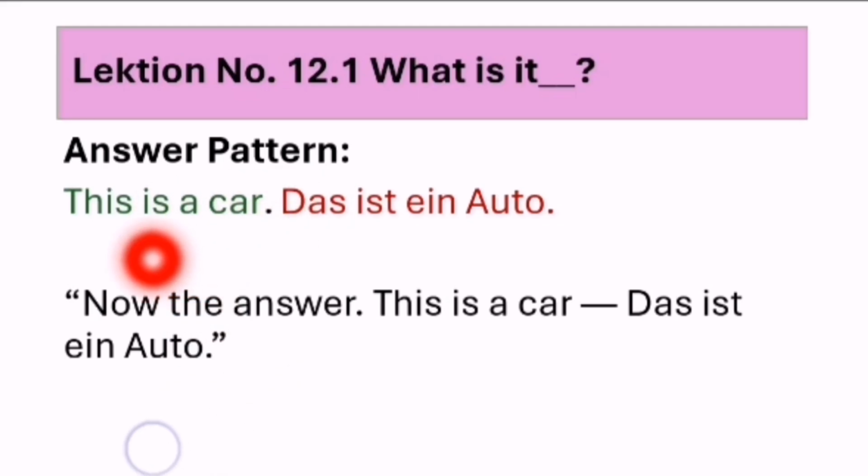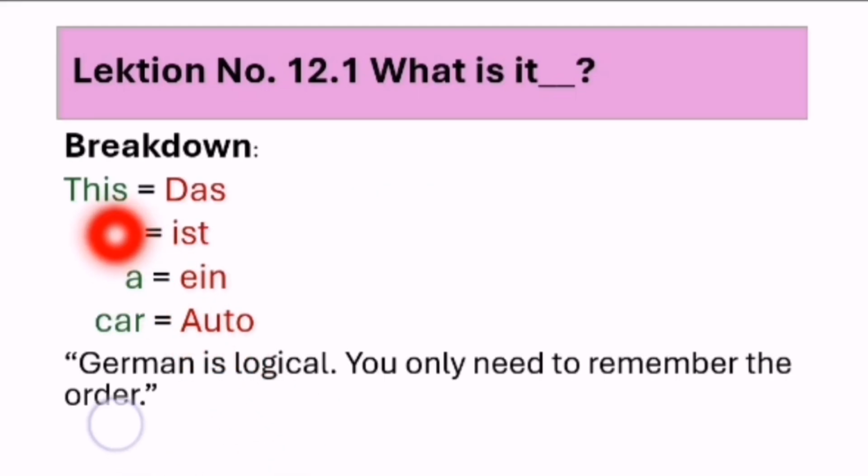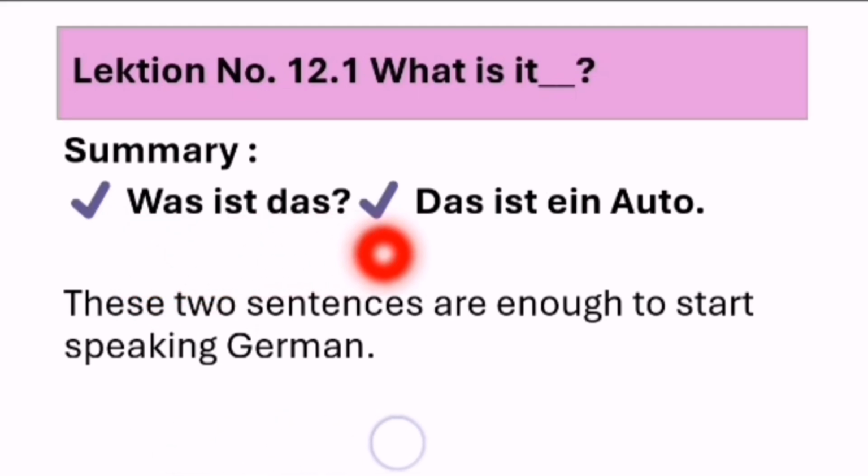So the answer pattern. What is it? This is a car. Das ist ein Auto. Now the answer: das, ist, ein, Auto. This is a car. So German is logical. You only need to remember the order. So, was ist das? Das ist ein Auto. These two sentences are enough to start speaking German.